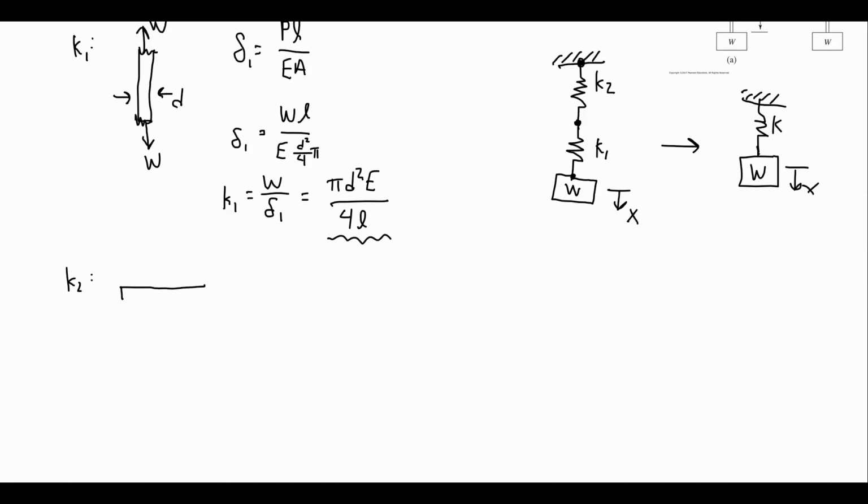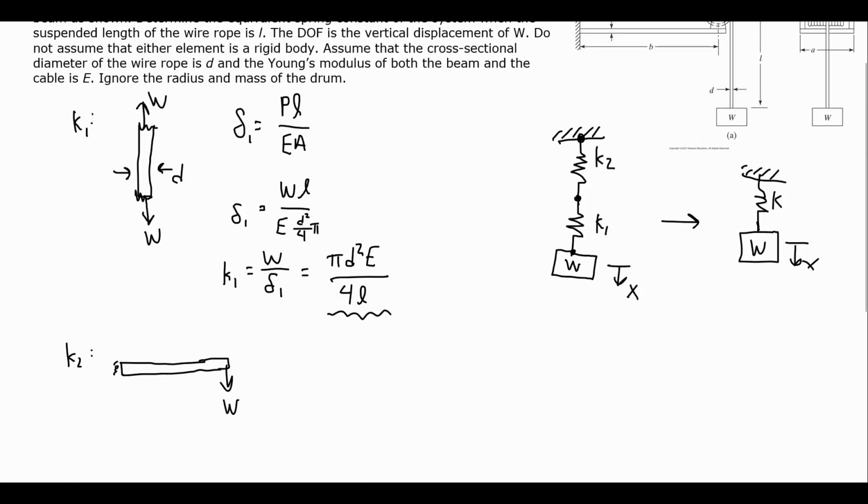All right, so K2 is this beam in transverse loading. So I'm applying this force W at the end of it, and the beam is going to have a length of B, it's going to have a thickness of T, and it's going to have a width of A, as we see from the right picture. So all these are going to come into play.